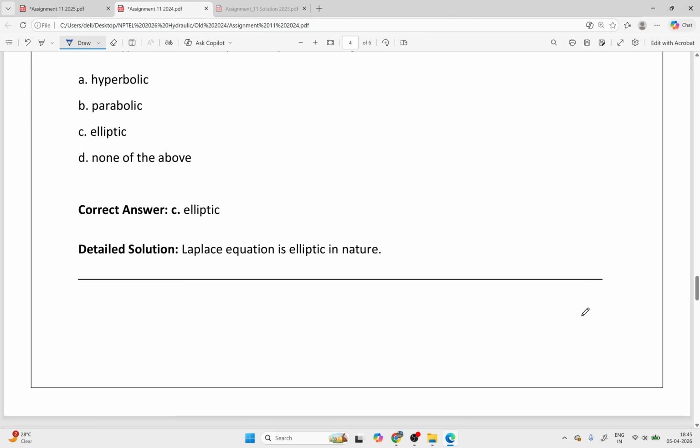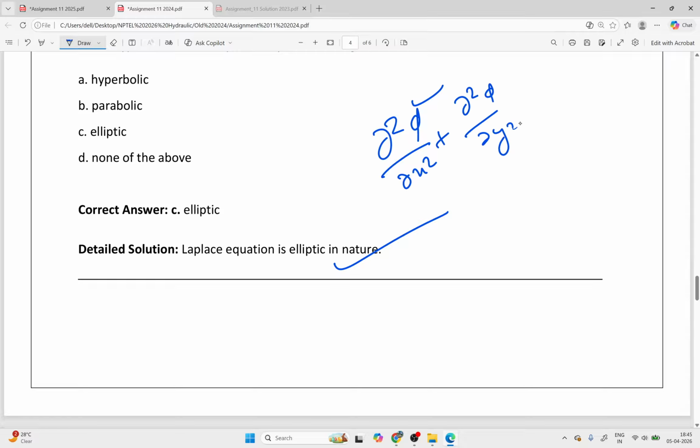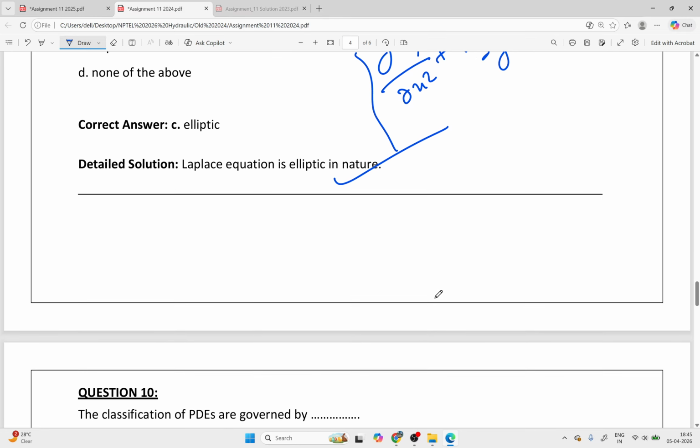Okay, so the Laplace equation is elliptic in nature. What is the Laplace equation? del square phi by del x square, plus del square phi by del y square, plus del square phi by del z square is equal to 0. Here you can put other parameters also, here you can put the velocities U, V, W. Okay, now we'll move on to the next one.